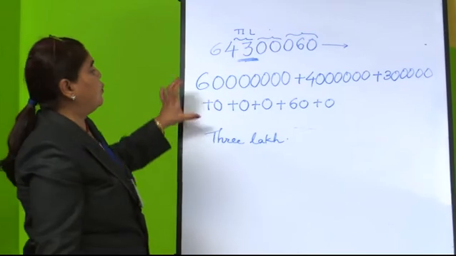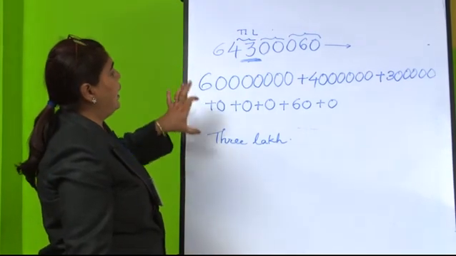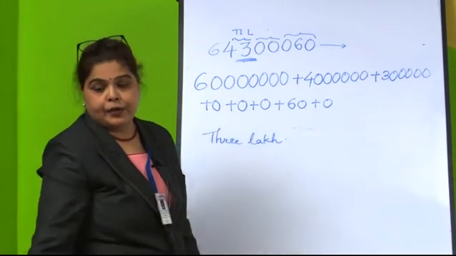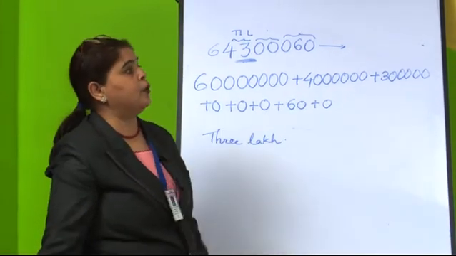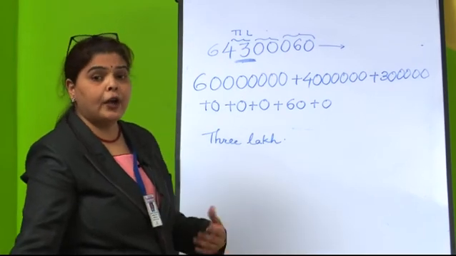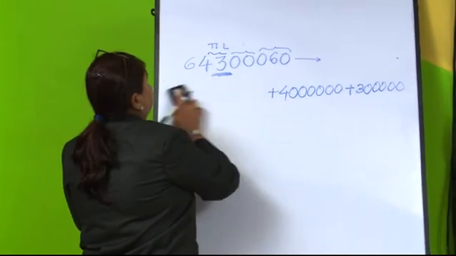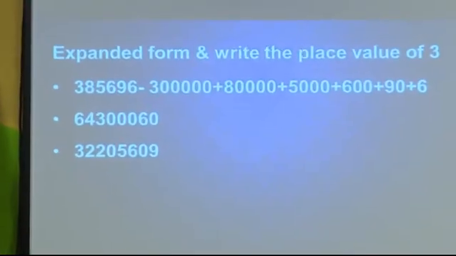In this way, you have to write the expanded form and the place value of the given number. So I think everyone should have a practice, because we have it in the textbook, and you can create your own number. How am I creating my own number? Taking any digit between 0 to 9.